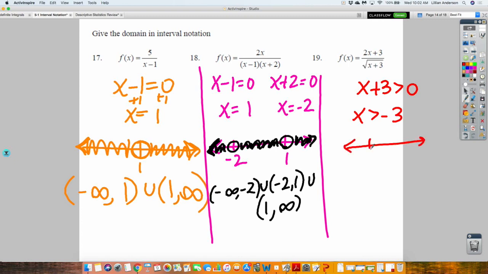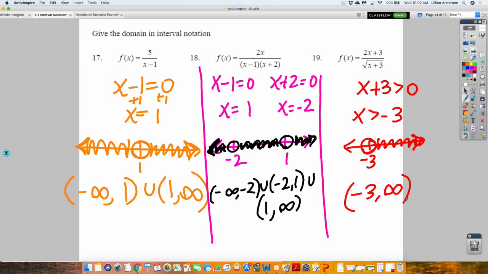Open circle or closed circle? Shading left or right? How do I represent that in interval notation? Negative 3, infinity, with parentheses. Why wouldn't that one be a bracket? Because since the radical is in the denominator, it can never equal 0. If I were to plug in negative 3, that would give me 0 in the denominator, and I can't have that.